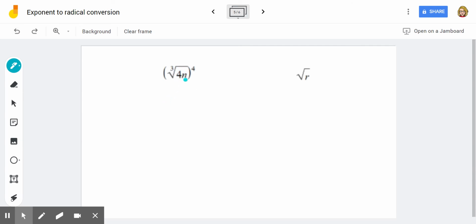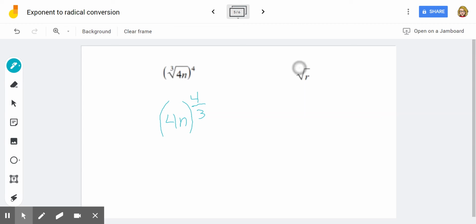So take the contents inside the root, and it becomes 4n. Okay, the top of the fraction of your exponent will be 4, and then thirds.